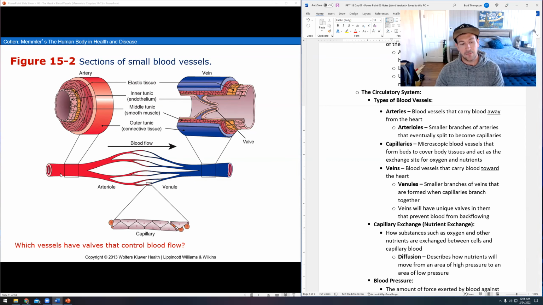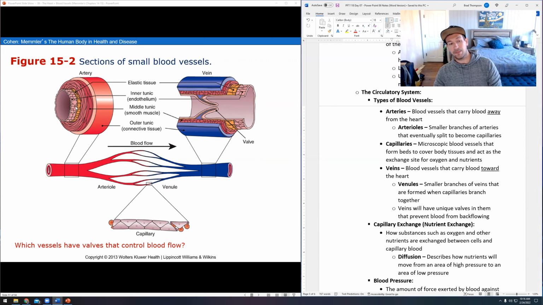So you can see an artery became an arteriole and eventually became a capillary. And then a bunch of capillaries started coming together and that became a venule. And then a bunch of venules came together and now we've got a full-sized vein, and that's going to travel all the way back to the heart itself, right? So venules are smaller branches.